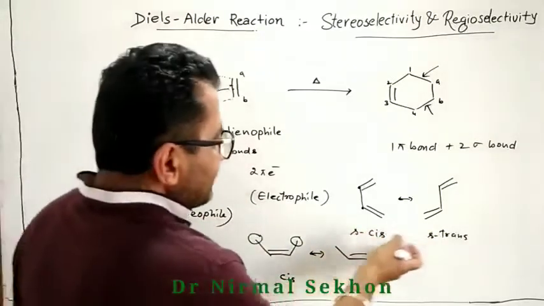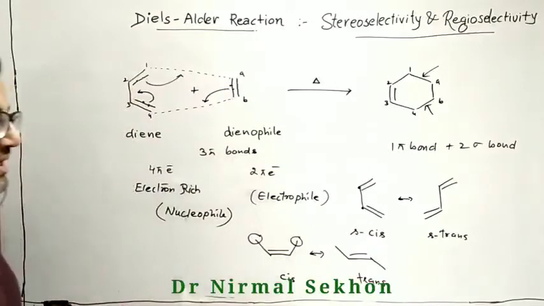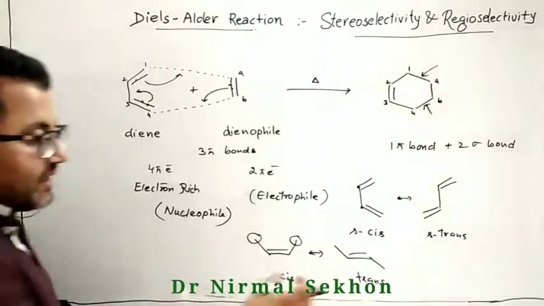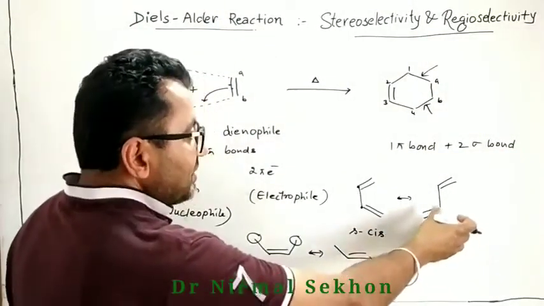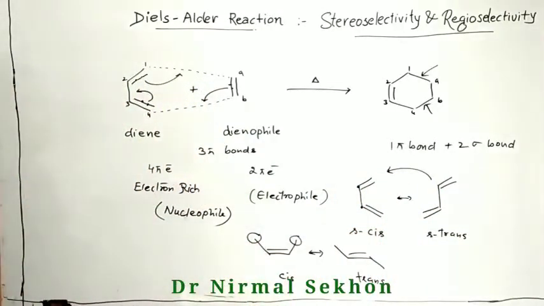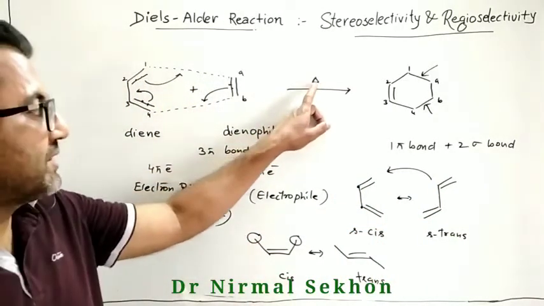Now, in this reaction we require S-cis; the basic condition is S-cis. S-cis and S-trans are in equilibrium, but S-cis is less stable. So S-trans is more stable, meaning generally S-trans exists. To change S-trans to S-cis, we require some energy, and that energy is provided by heat.